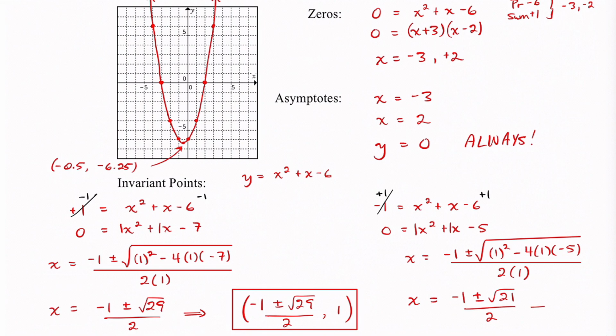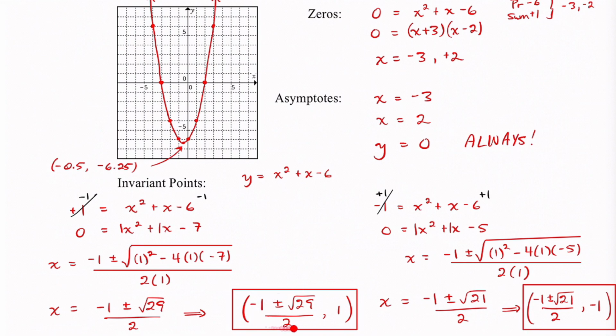So the point that we're going to get from this, I'm just going to move everything over first. It's going to be negative 1 plus or minus the square root of 21, all divided by 2. And then the matching point that went with that was this negative 1. So it's negative 1. So those are our 4 invariant points. There's 4 because there's a plus minus, so there's 2 here. And then there's a plus minus here, so there's 2 here.